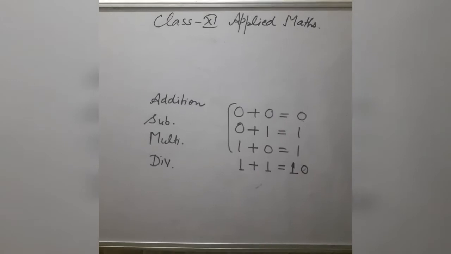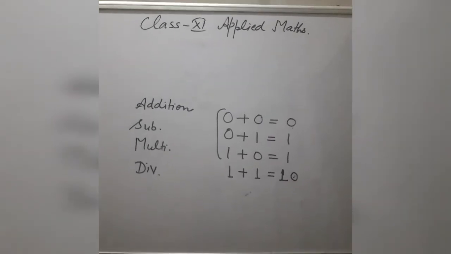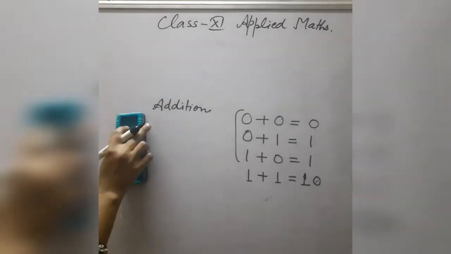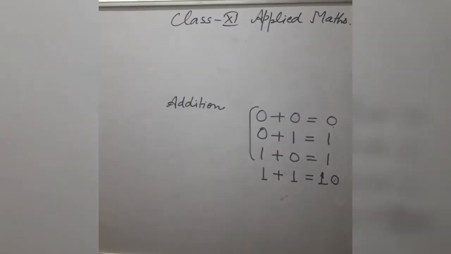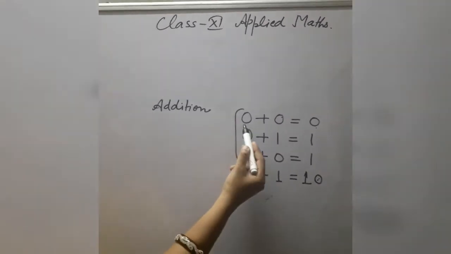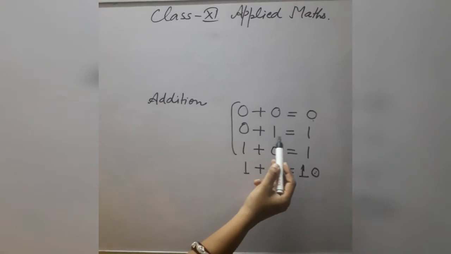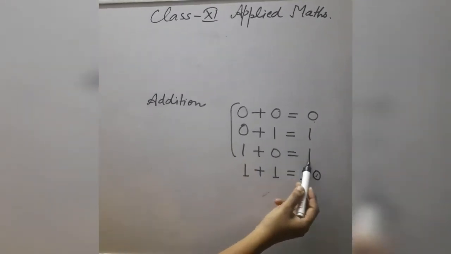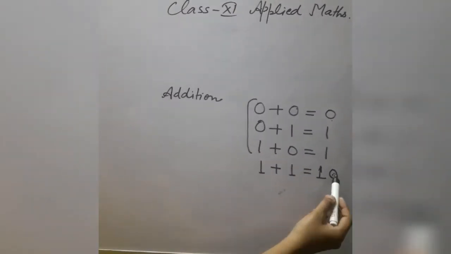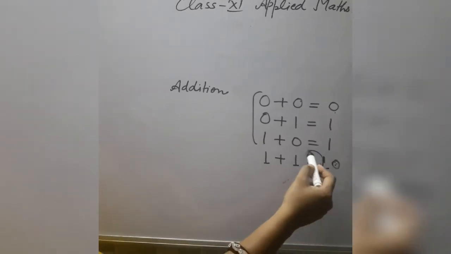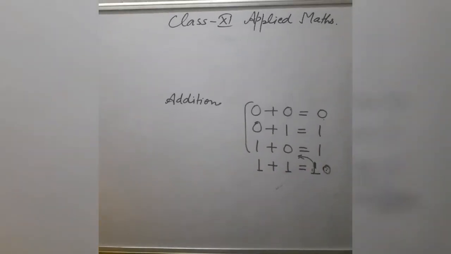So firstly I will explain one example of this topic, addition. I am explaining again. In the case of addition, 0 plus 0 is 0, 0 plus 1 is 1, 1 plus 0 is 1, 1 plus 1 is 10. You will write down this 0 and the 1 you will take with the next column as a carry.